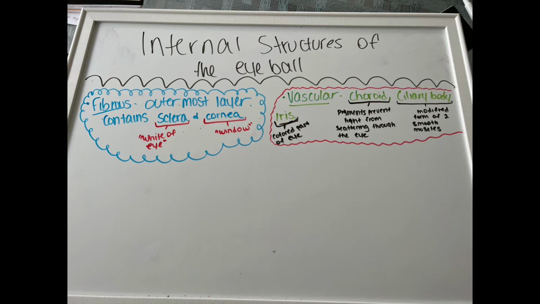The choroid is most posterior. It's a blood-rich, nutritive tunic that contains a dark pigment. The pigment prevents light from scattering inside the eye. The ciliary body is most anterior. The pigmented iris has a round opening, which is called a pupil, through which light passes.